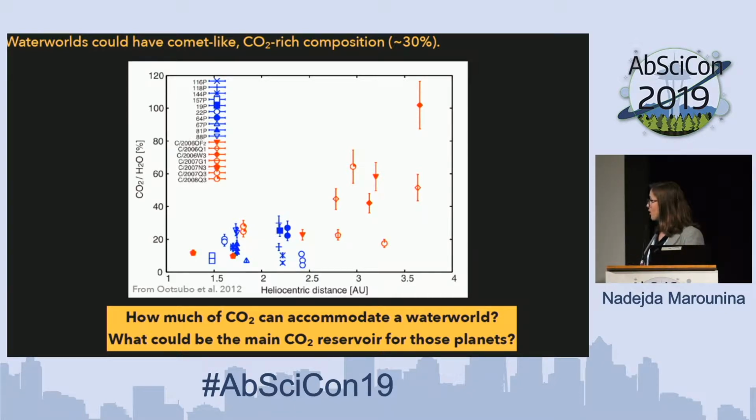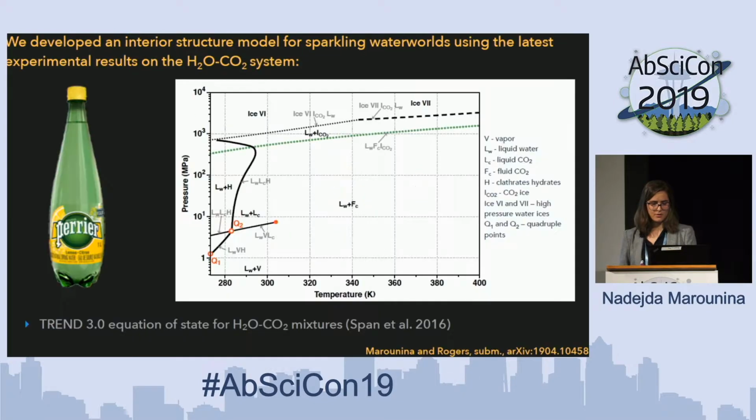So the question here is, if we actually accrete a comet-like amount of CO2, which could be a lot, where would the CO2 go inside of the habitable water world, and what could then be the main carbon dioxide reservoir of those planets? So what we did is that we developed an interior structure model for what we call a sparkling water world, a CO2 plus water world. And we tried to incorporate the latest experimental results in our model.